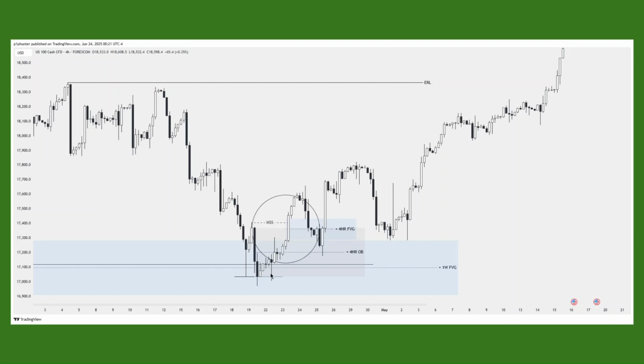As you can clearly see, look at this price leg, how these strong bullish candles have displaced after taking out these lows and given us a bullish market structure shift.